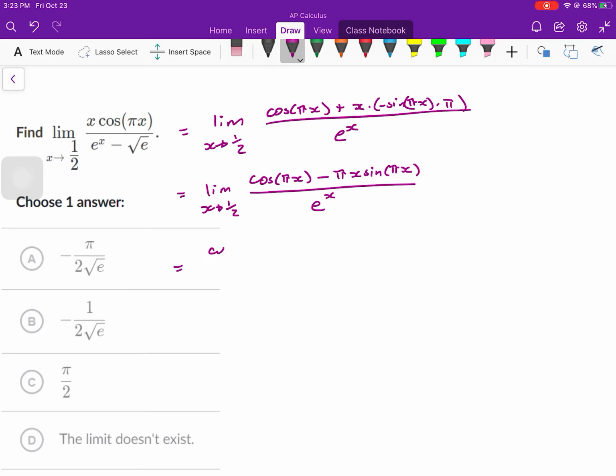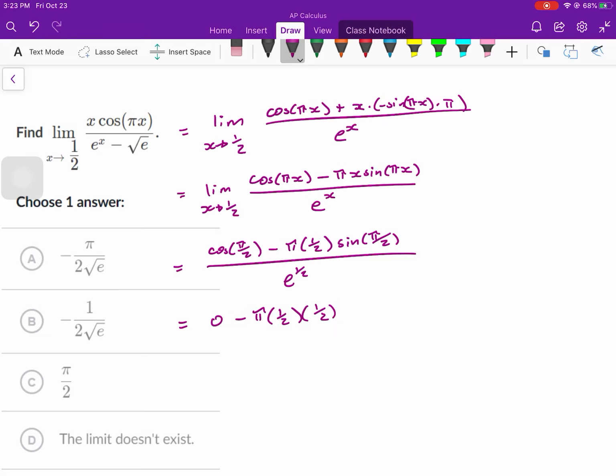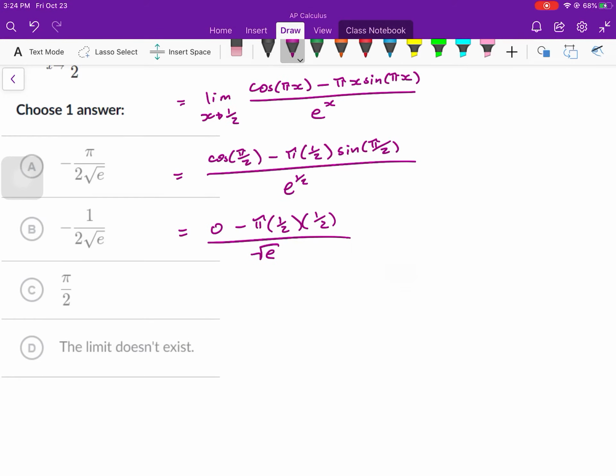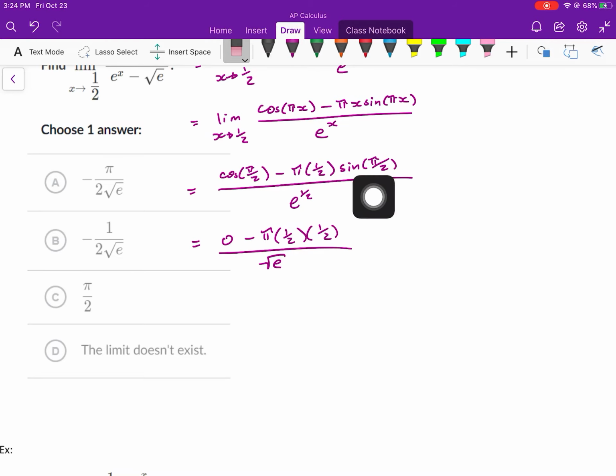And so when we plug in the 1/2, we'll have cosine of pi over 2, which we already went over is 0, minus pi times 1/2 times sine of pi over 2. And sine of pi over 2, remember on the unit circle, is 1, over e to the 1/2, which is just square root of e. So we'll have 0 minus pi times 1/2 times 1/2 over the square root of e. Oh no, it's not 1/2.